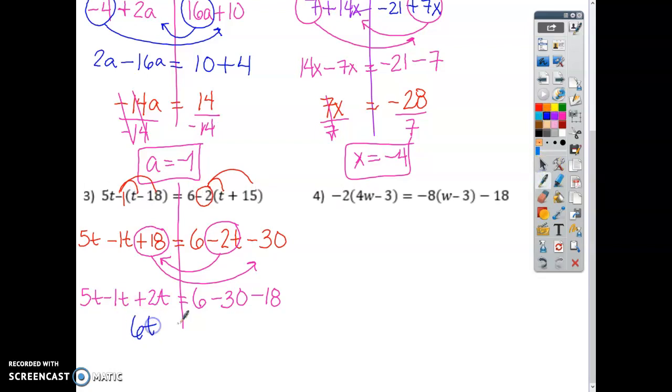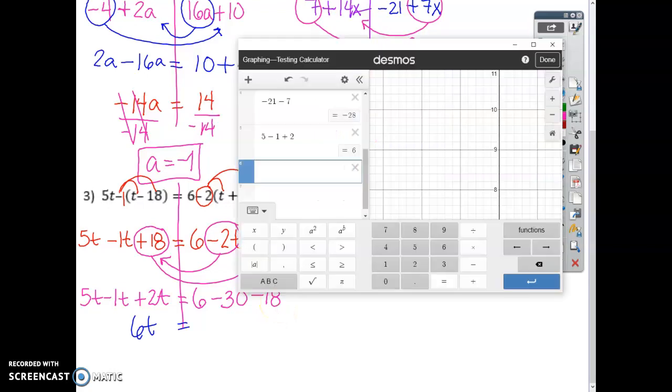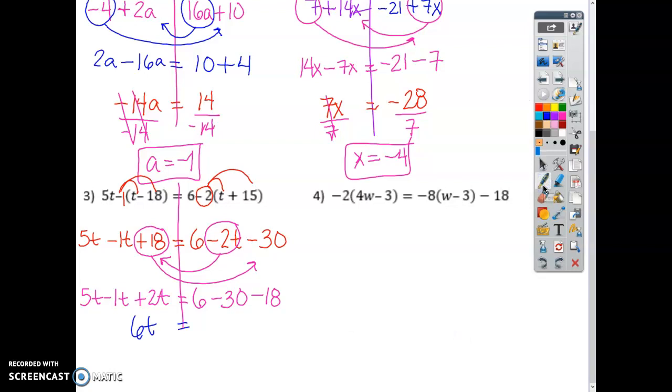6t equals. Put this whole thing in decimals. 6 minus 30 minus 18. 6 minus 30 minus 18 is a negative 42. And the last step is divide. So I'm going to divide this by 6, divide this by 6, and that will give you the answer. So you're going to divide it, and you're going to write down the answer. I'm not giving it to you.